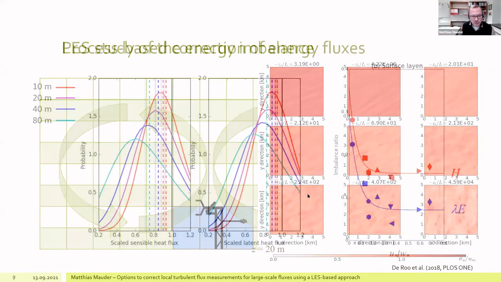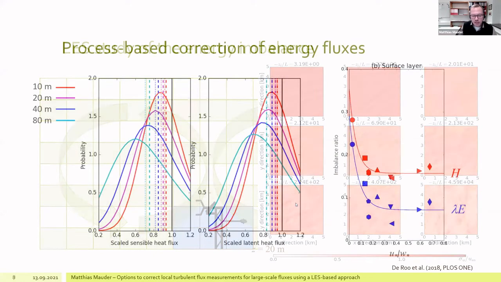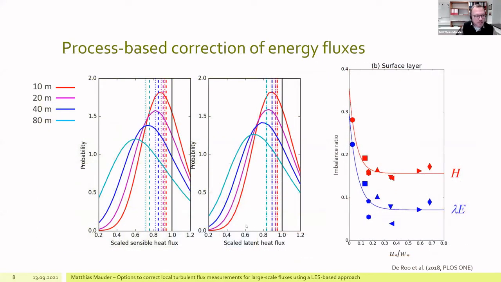From this set of large eddy simulations, we can then derive a parametrization that describes the underestimation of these virtual tower measurements, because we know the fluxes in this model domain. That's the nice thing. We know the fluxes at the surface because we prescribe them. And then we see what reaches this virtual measurement tower. And we see it depends on the measurement height, that is shown here in the left two figures.